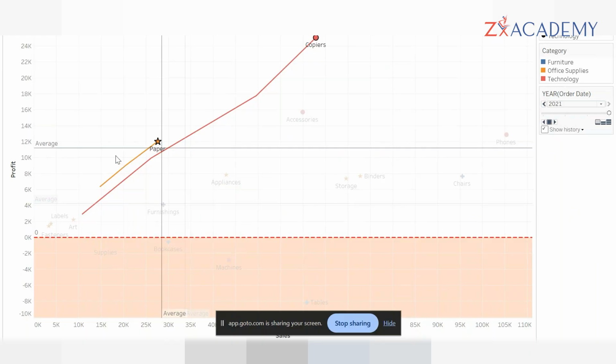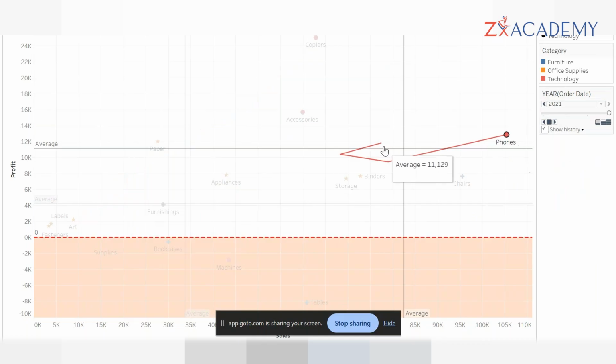Copiers are doing very good sales growth and profit growth. The paper is also doing good, but the papers are of small value, so however much sales you do, the value of the sales is low and the profit is also low. Percentage wise, both are equally very good. They are not only increasing the sales, they are increasing even the profit. And the same thing when you see the phones.